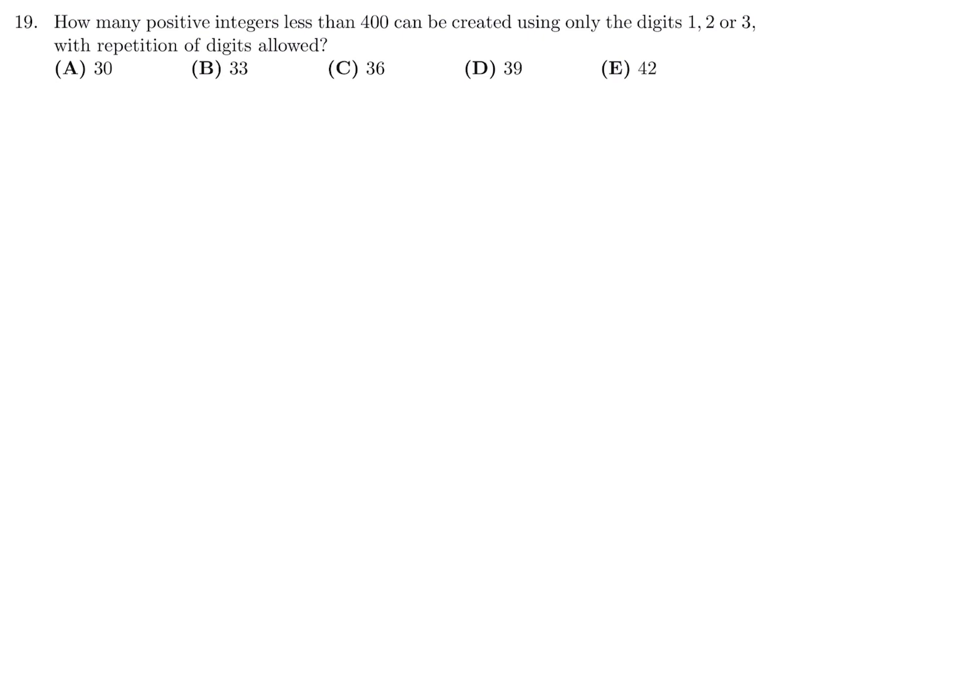How many positive integers less than 400 can be created using only the digits 1, 2, or 3 with repetition of digits allowed? So let's first talk about a single digit number, then a double digit number, and then a triple digit number. For the single digit numbers, how many choices do we have? Well, we only have 3 choices, either a 1, a 2, or a 3. So we got 3. For double digit, for the first digit, we have 3 choices, and for the second digit, we have again 3 choices. So that gives me a total of 9, 3 times 3.